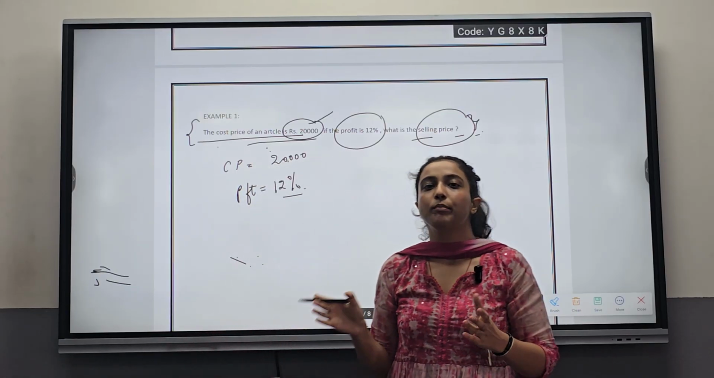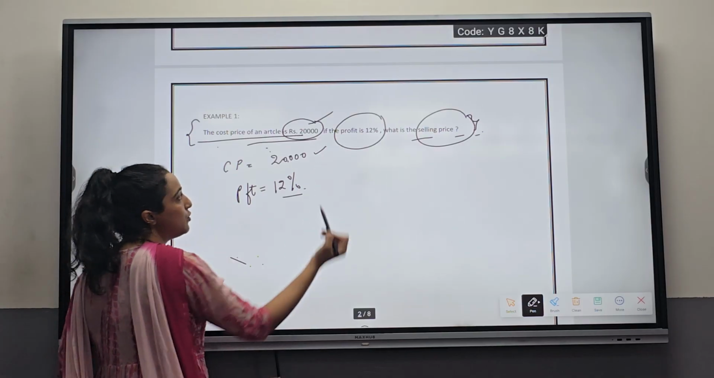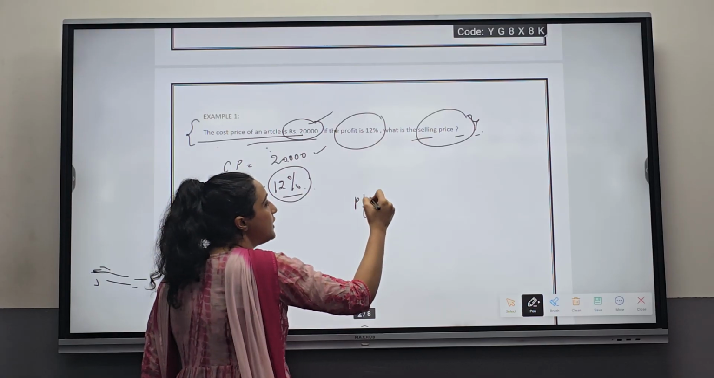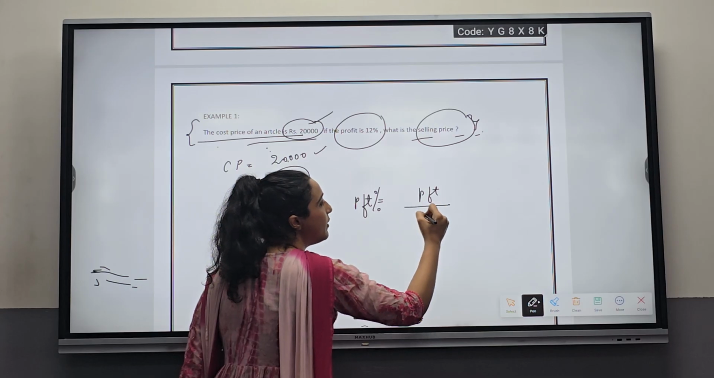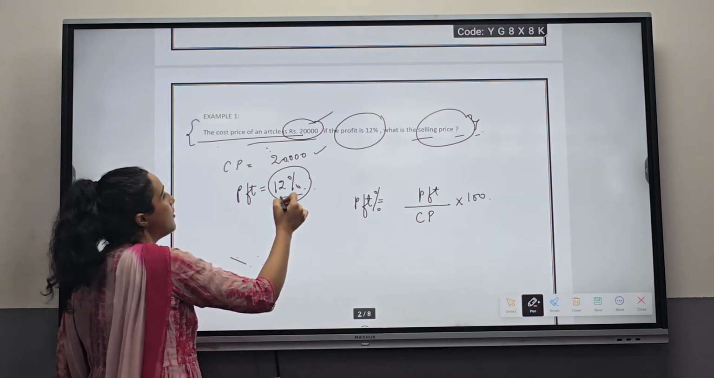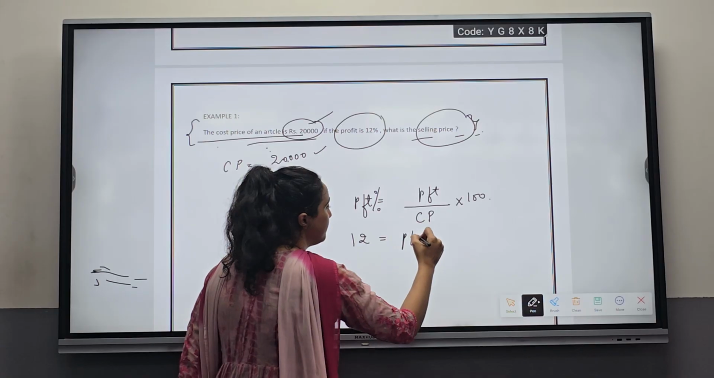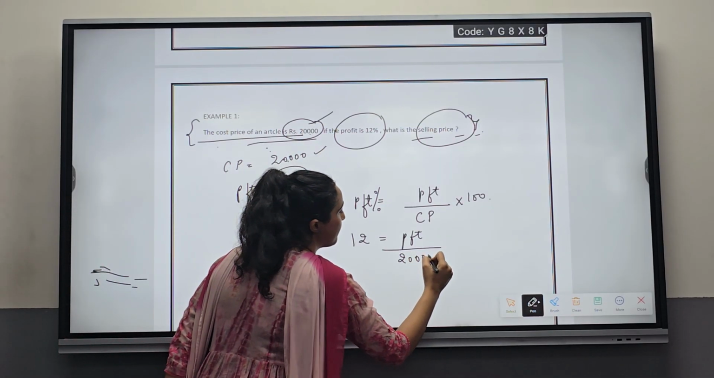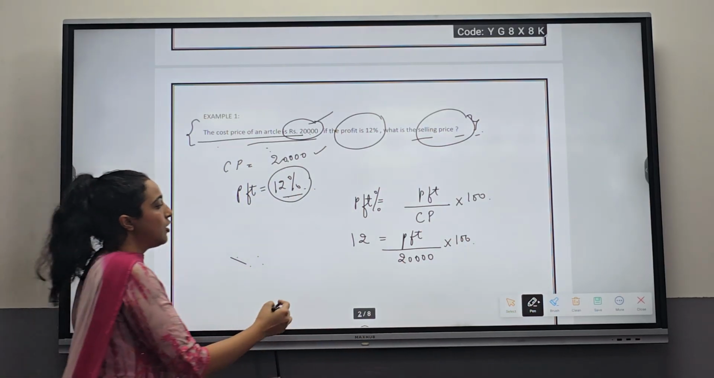Similar to the previous concepts we have discussed, cost price is given to you. You know that there is a profit of 12%. Now I know profit percentage is profit divided by cost price multiplied by 100. This is the formula which we use. Profit percentage 12 is given to us. 12 is profit divided by cost price, which is also given to us, 20,000, multiplied by 100, right? So you can find out the profit from here.